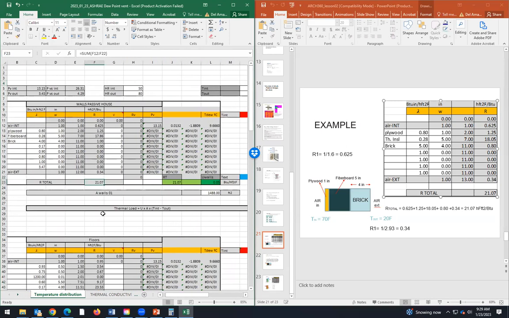The thermal resistance is 21.7. The thermal resistances here are 0.65, 0.625, 1.25, 17.8. Here it's 18. Well, probably I rounded up here for this exercise. And for the brick, this is 1. But this should be 5.